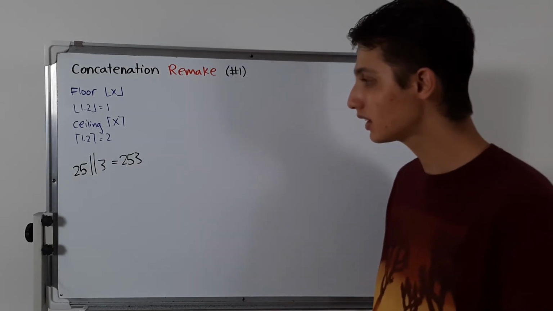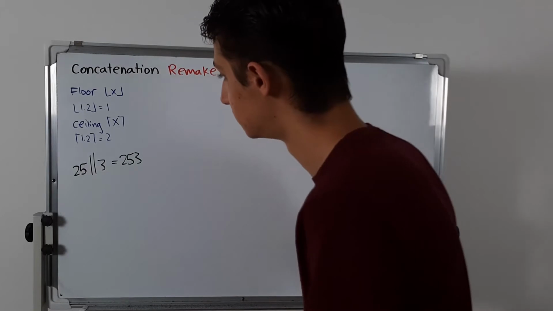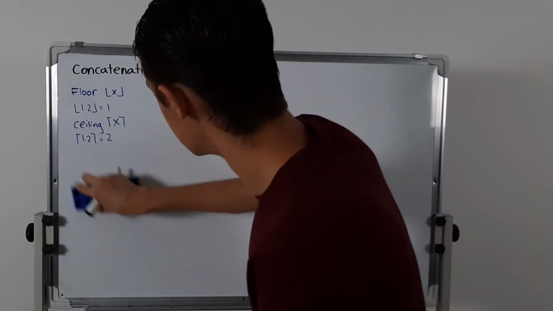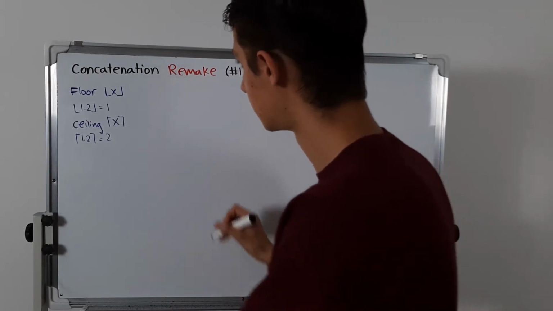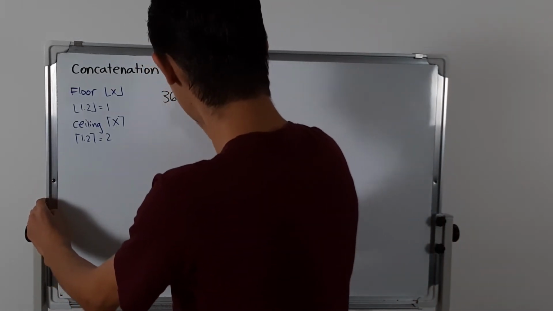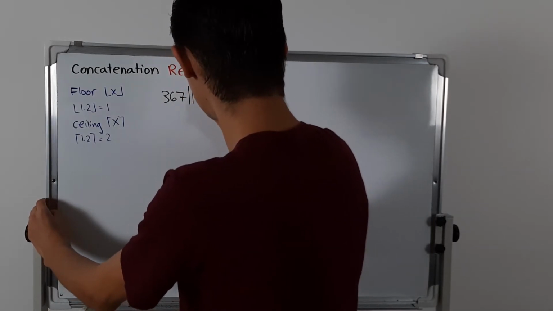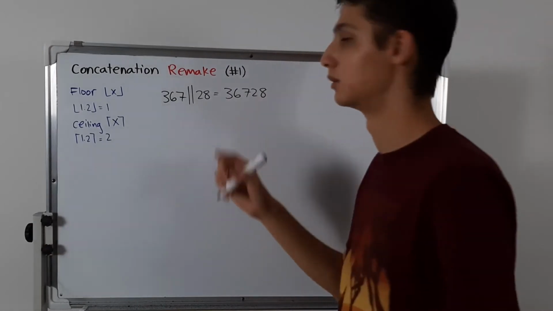The best way I can do this is by using an example. 25 and 3 is a good example, but let's use 3 digits and 2 digits. So let's say 367 and 28. This is going to be 36728. That's going to be our answer.